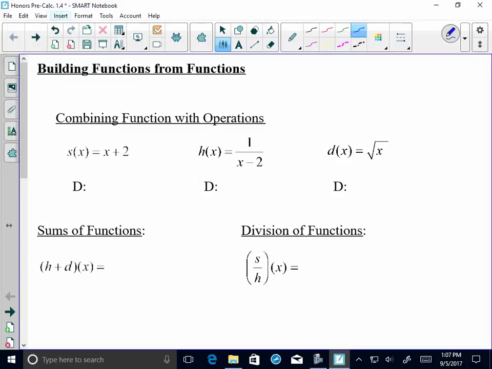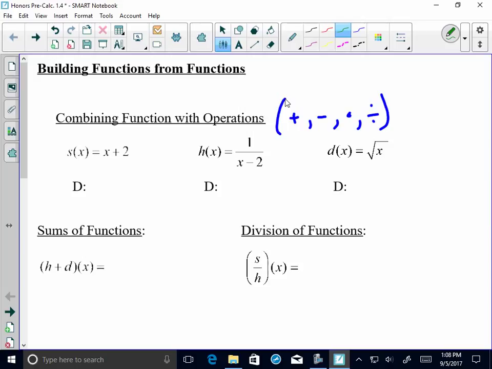Alright guys, so in this lesson we are going to talk about building functions from functions. This is going to mean combining functions with operations and composition of functions, where we put one function inside another function. So first we're going to look at combining functions with operations. Here we're talking about combining the equations of functions with addition, subtraction, multiplication, and division. We're also going to be talking about the domains of these functions.